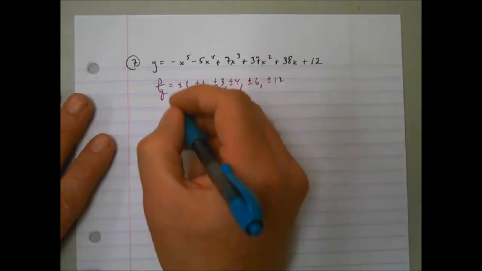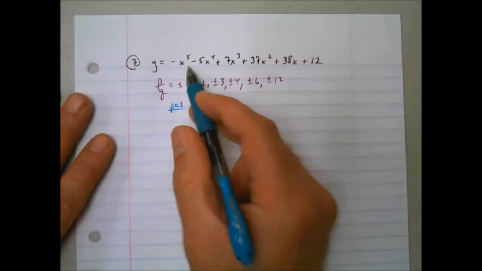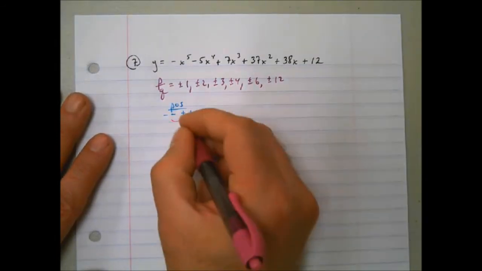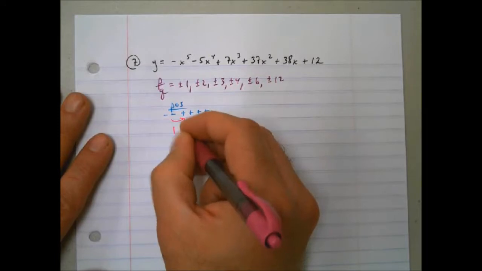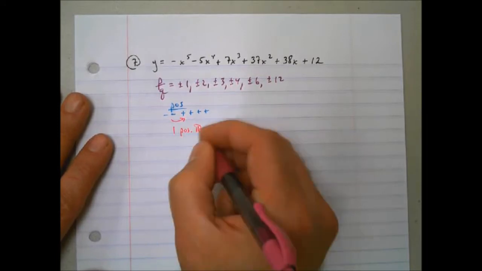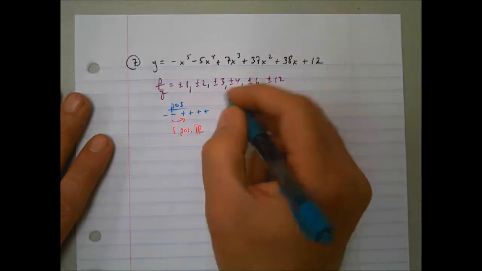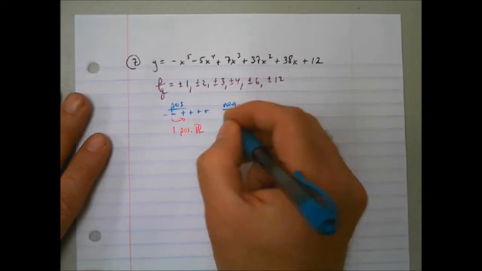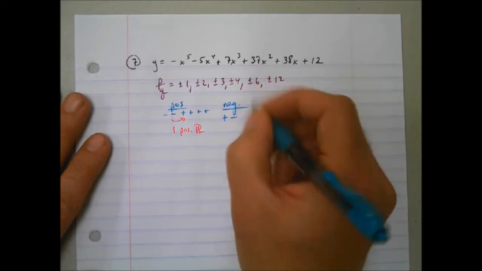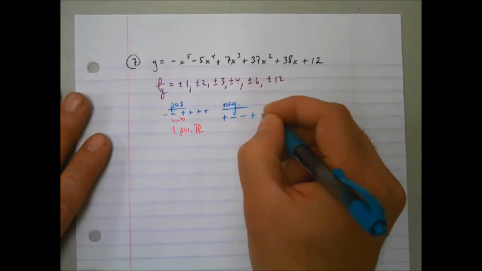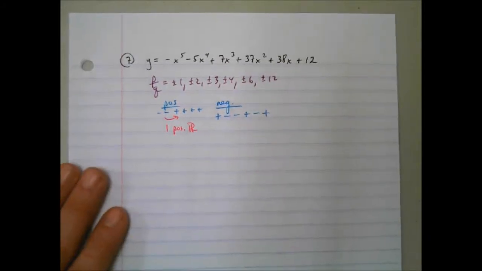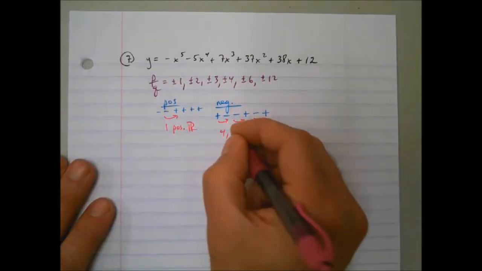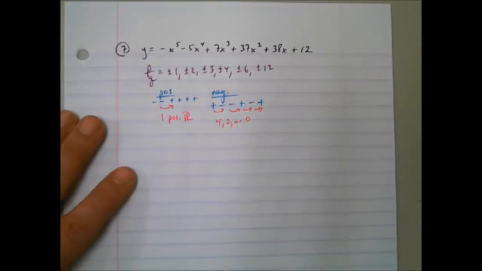The possible positives, let's see, we have negative, negative, positive, positive, positive, positive. So that is 1 sign change. The possible negatives, we would have positive, negative, negative, positive, negative, positive. So 1, 2, 3, 4. So 4 or 2 or 0 negative real roots.